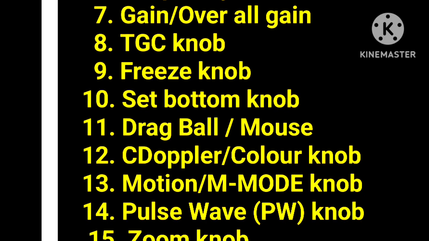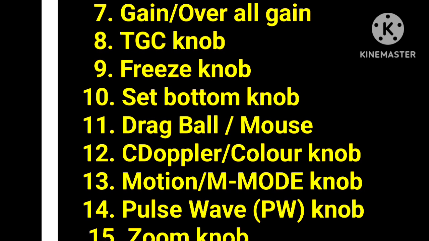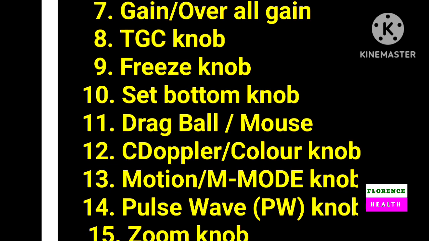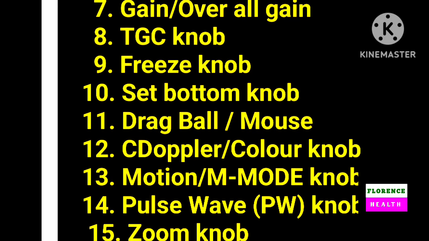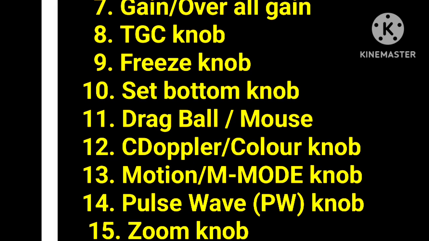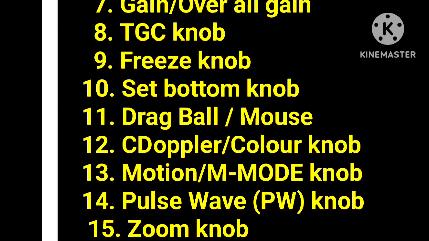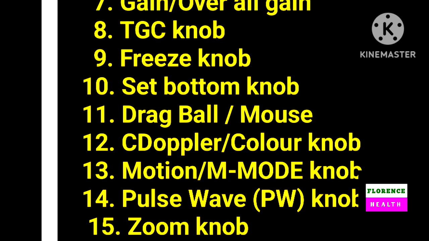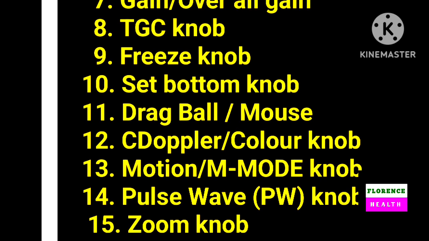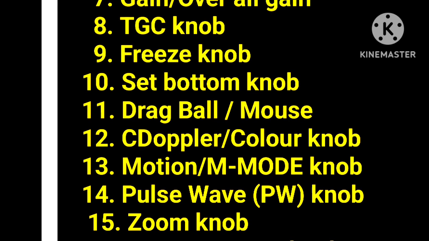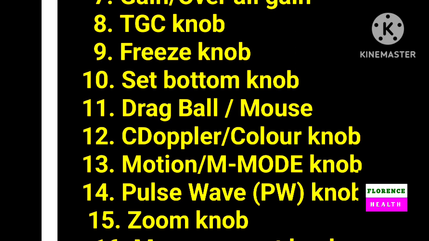Another knob is zoom knob. Always use zoom knob at the last. Don't use zoom at the first. First take a good grayscale image, then zoom on it. If you use zoom at the first, the quality of an image will decrease. So you use zoom at the last.